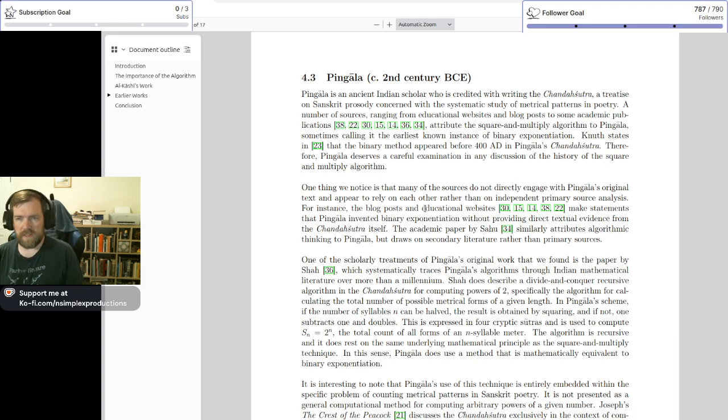Smith states that the binary method appeared before 400 AD in Pingala's Chanda Sutra. Therefore, Pingala deserves a careful examination in any discussion of the history of the square and multiply algorithm. One thing we notice is that many of the sources do not directly engage with Pingala's original text, and apparently appear to rely on each other rather than on independent primary source analysis.